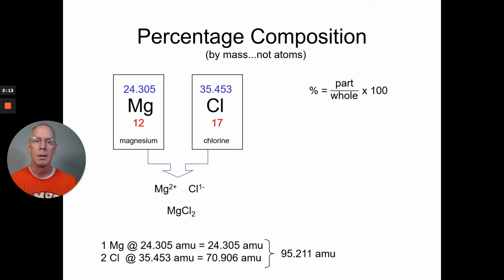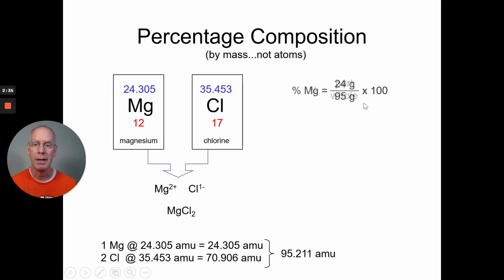And that mass, as you might expect here, 95.21. Now, if I want to find the percent of something, because it's called percent composition, the percent is defined as the part divided by the whole times 100. For instance, if you had a quiz and there were 10 questions and you got 8 correct, you'd have 8 divided by 10 is 0.8 times 100, that's an 80%.